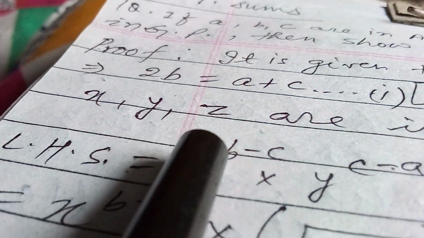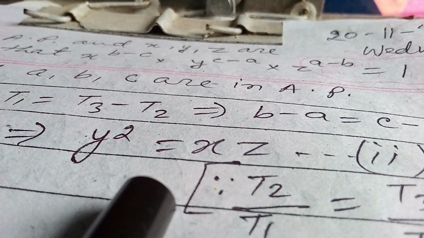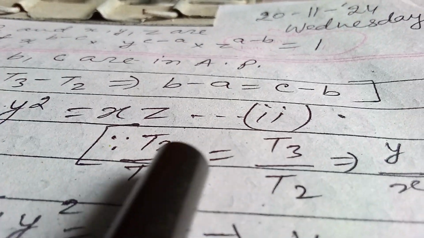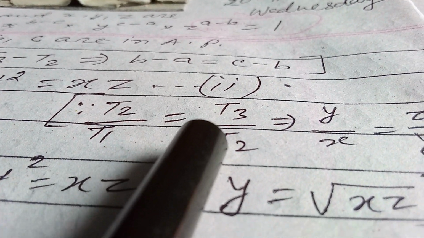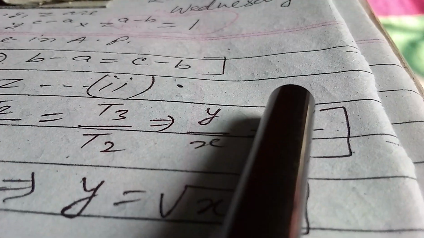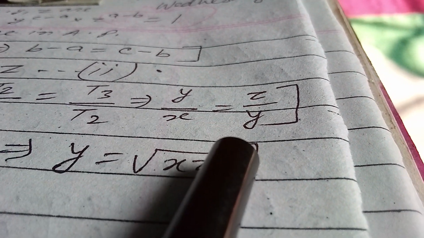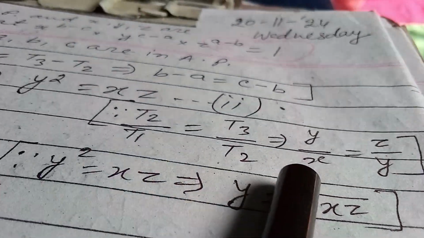And then x, y, z are in geometric progression. This implies y square equals xz. This is the second equation, since second term by first term equals third term by second term. This implies y by x equals z by y, and so y square equals xz by crisscross multiplication.